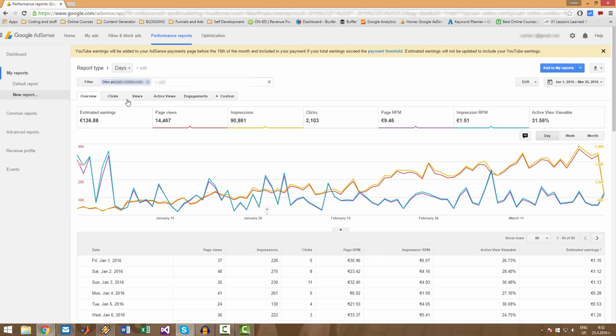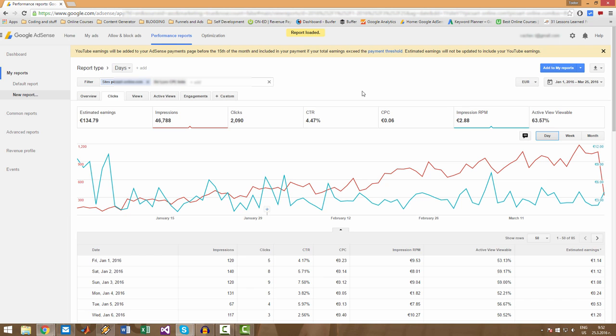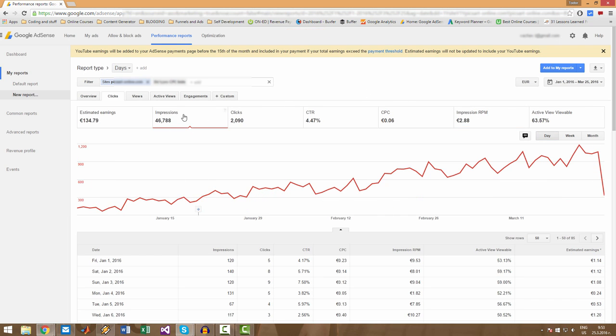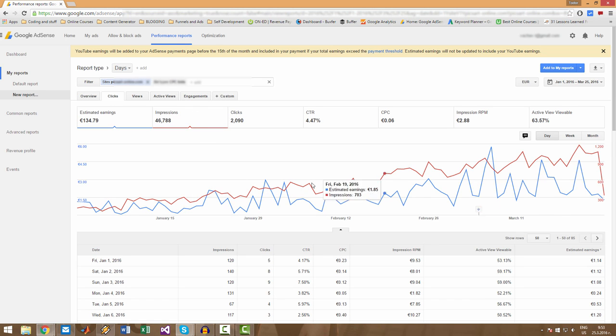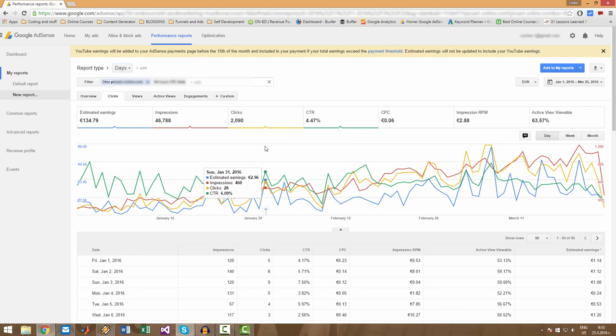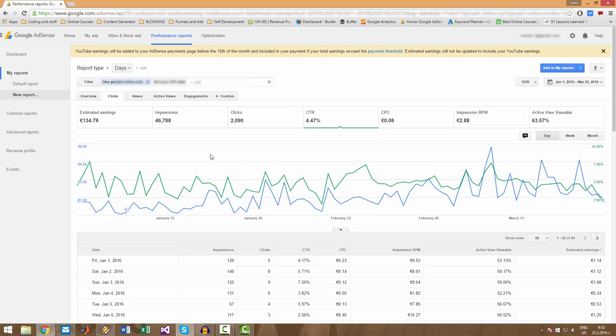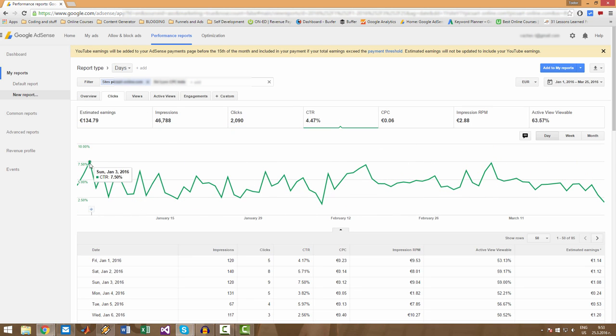So let me show you the clicks. The clicks right here. Let's close this. Alright, so again, you have estimated earnings, you have impressions, the things we saw in the previous tab, and the clicks and the click-through rates. What is a click-through rate? Let's remove all this. The click-through rate is usually constant. It usually doesn't differ much during the days. So click-through rate is what percent of the people that are coming to your website are clicking on your ads.